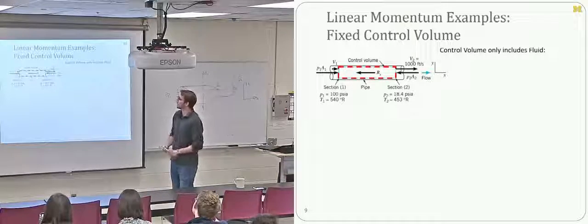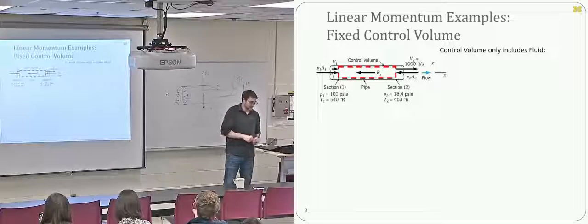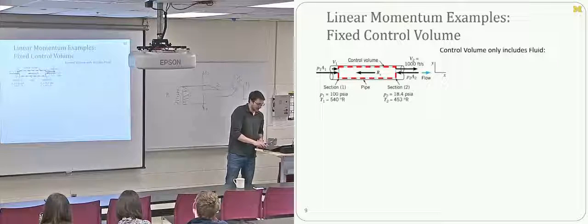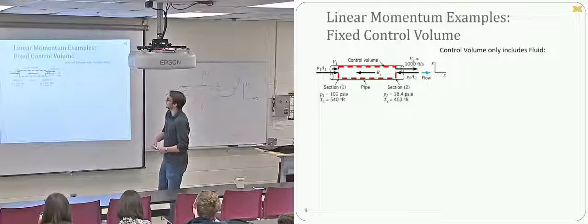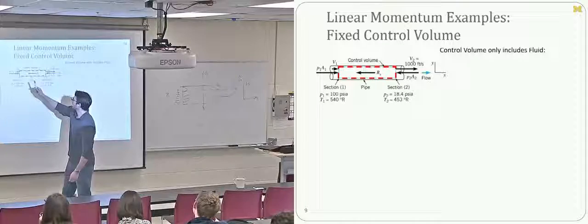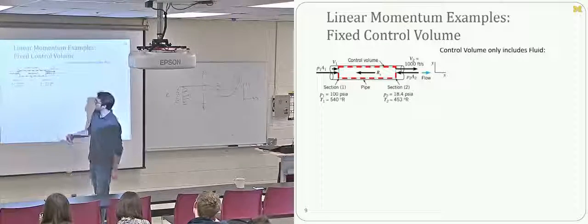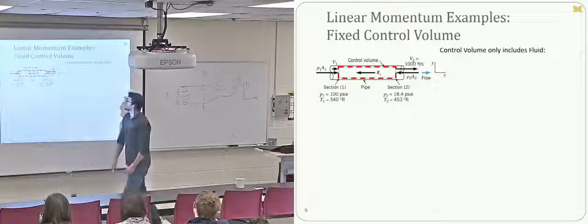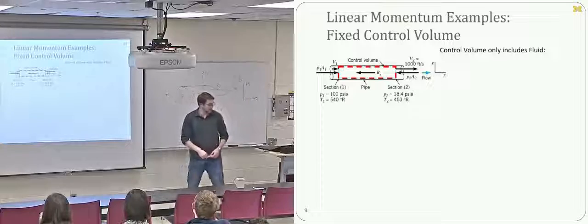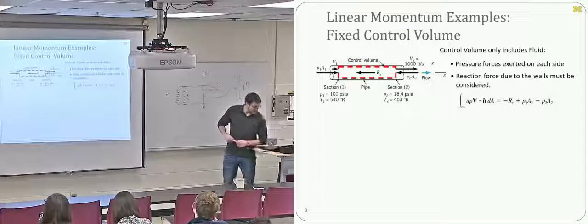So, here are some examples of control volumes. Here's a flow through a straight pipe, which, as I said, is similar to this, but a little simpler, where we've got a control volume that only includes the fluid. We've got pressures at each end. Those pressures induce forces on the fluid inside. Maybe we have shear stresses between the pipe and the fluid, etc.